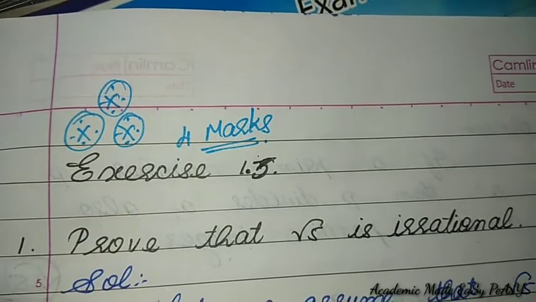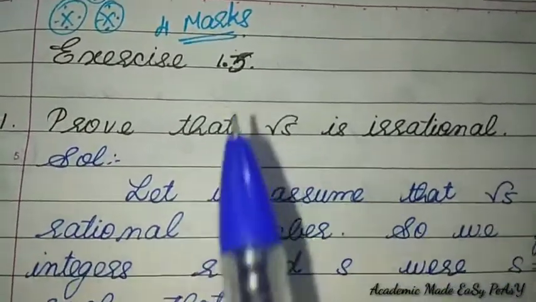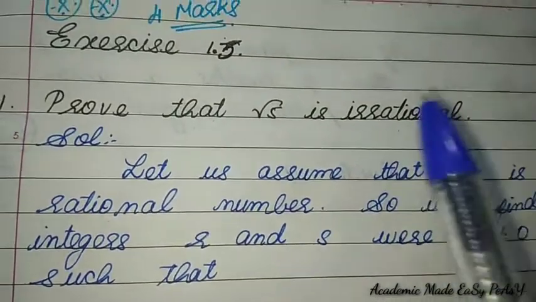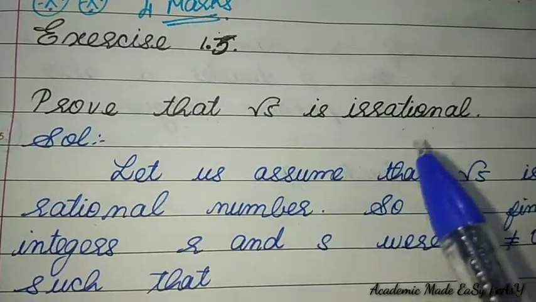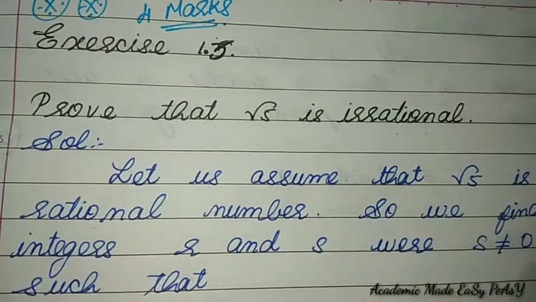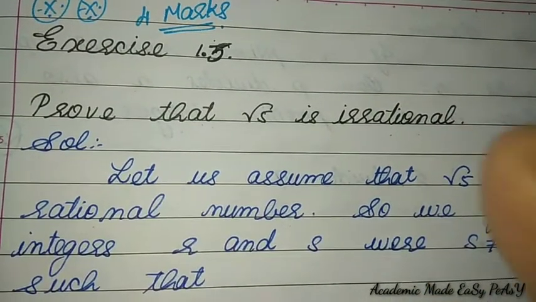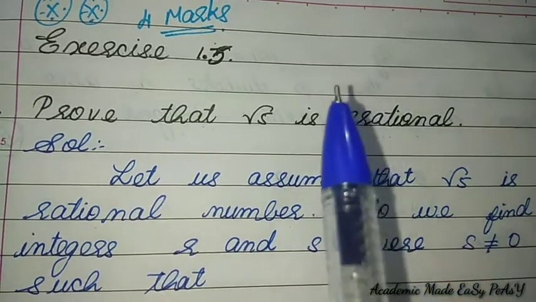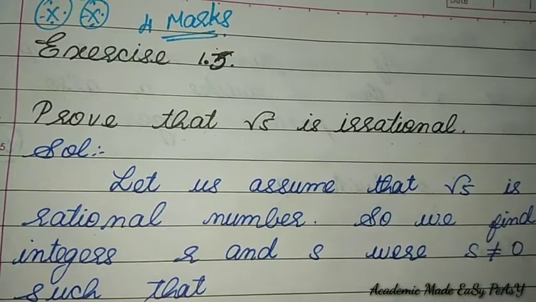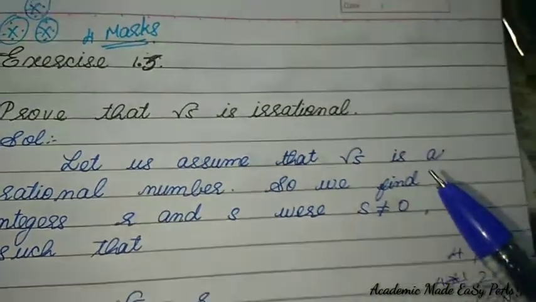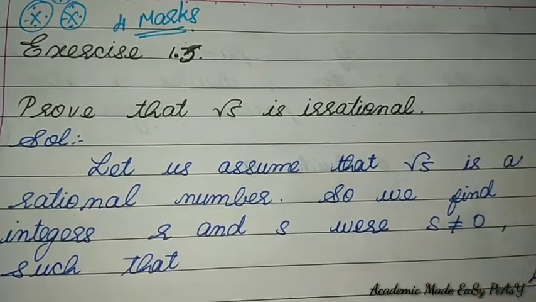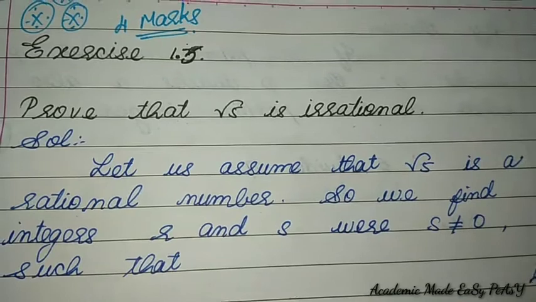So first, before proving that root 5 is irrational, we will assume that root 5 is rational. What is the difference between rational and irrational? Rational numbers can be expressed in the form of p by q, whereas irrational numbers cannot be expressed in the form of p by q. Now, for the contrary, we are assuming that root 5 is a rational number, so it can be expressed in the form of p by q.